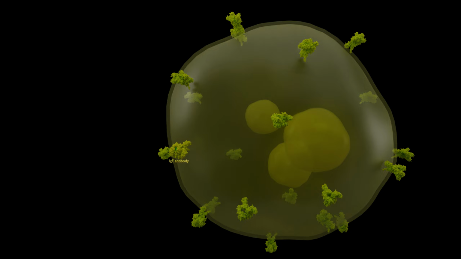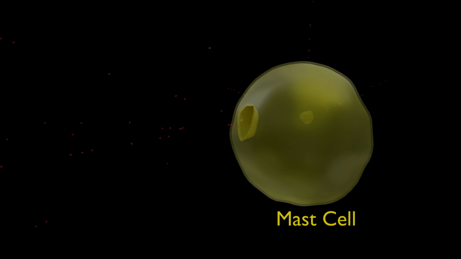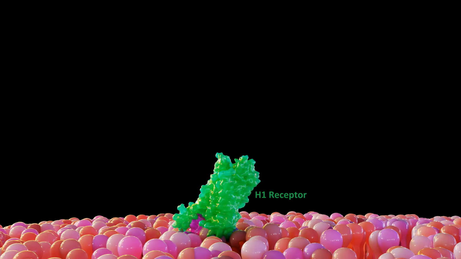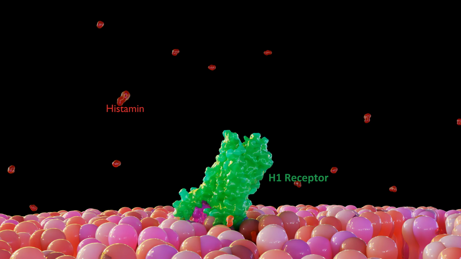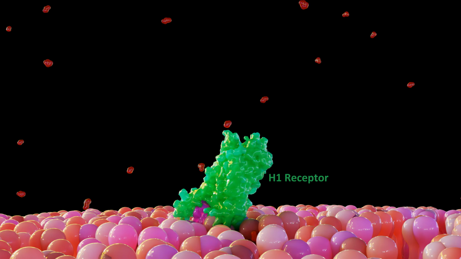This cross-linking activates the mast cells, causing them to undergo degranulation and release the histamine stored inside their granules into the surrounding tissues. Once released, histamine diffuses through the surrounding tissues and binds to H1 receptors present on the surface of target cells. Remember this H1 receptor, as it plays a crucial role in the action of anti-allergic drugs.